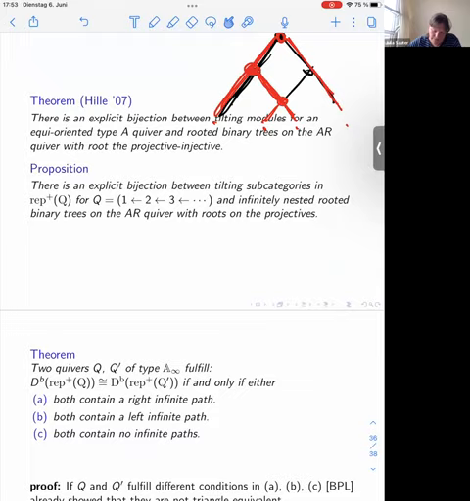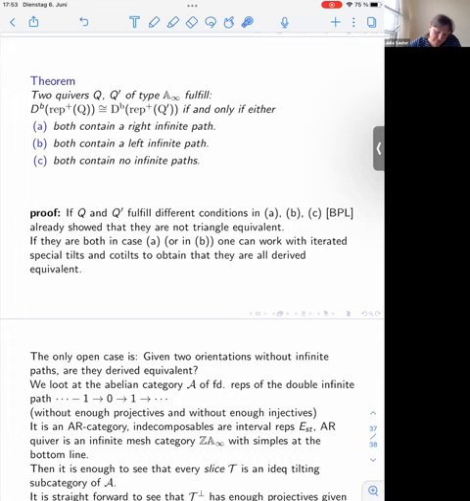And then this is probably, yeah. I actually don't know if this is known. So if two quivers, Q and Q prime, of type A infinity fulfill that the bounded derived categories of rep plus Q and rep plus Q prime are triangle equivalent, then I claim this is if and only if both contain a right or left infinite path, or no infinite path. Tell me if you know that this is already known.